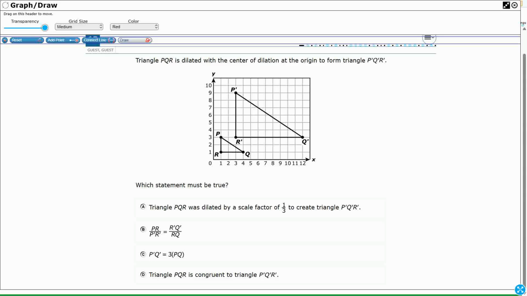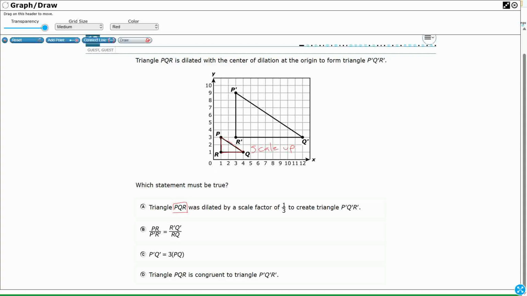All right, so we've got a triangle PQR, dilated to form triangle P prime, Q prime, R prime. And look at the original PQR, it is this little guy right here. So this is definitely a scale up. So if we're thinking of scale factor, it's going to be a larger number because look how much larger P prime, Q prime, R prime is. So we need to find a true statement. All right, so take a look at this.